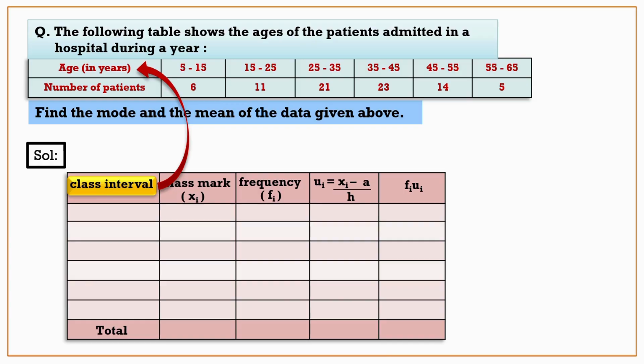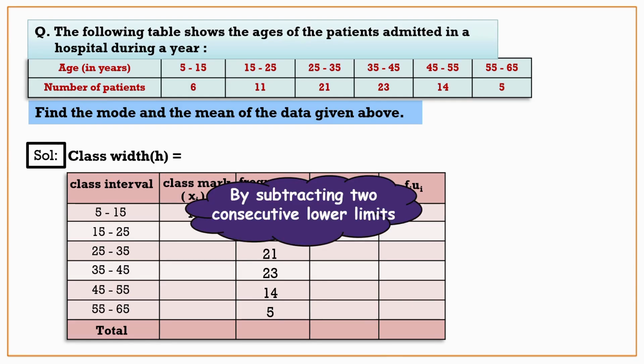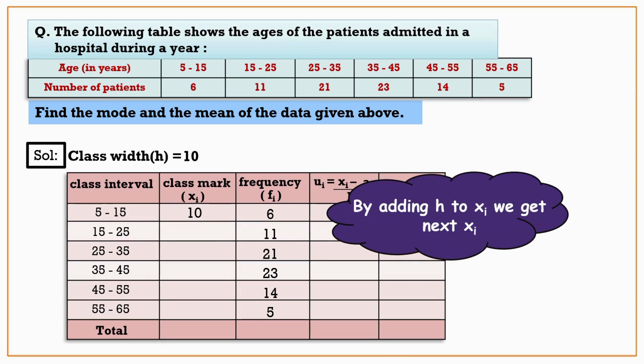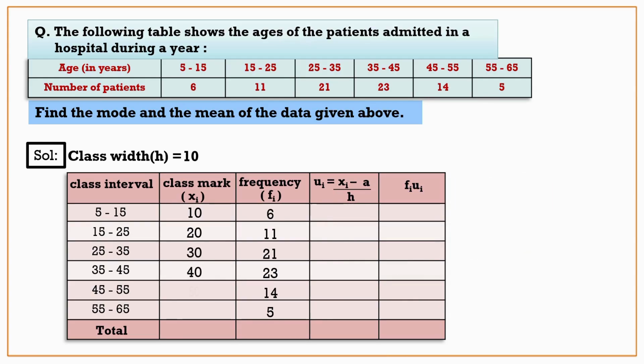So class interval. First we will copy the class interval and then we will also copy the frequency. Then class mark xi will be lower limit plus upper limit by 2. And then we need to find the class width, that is by subtracting two consecutive lower limits. So 15 minus 5 is 10. Then by adding h to the xi, we will get the next xi. Okay. So now let's find all the xi values over here.